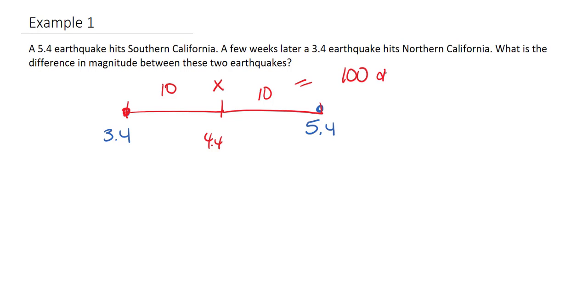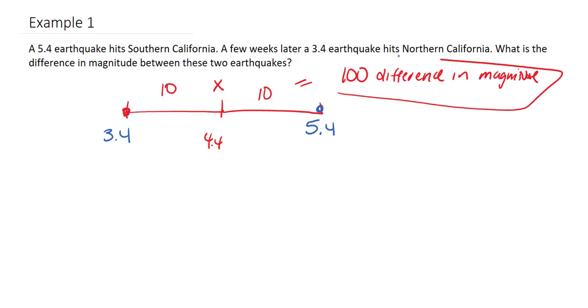So there's a 100-fold difference in magnitude between the 2. Therefore, the 5.4 is going to do a lot more damage. When you see 3.4 to 5.4, it's only 2, so it doesn't seem like that big of a difference, but it's really going to be a lot bigger because it's a 100-fold difference.